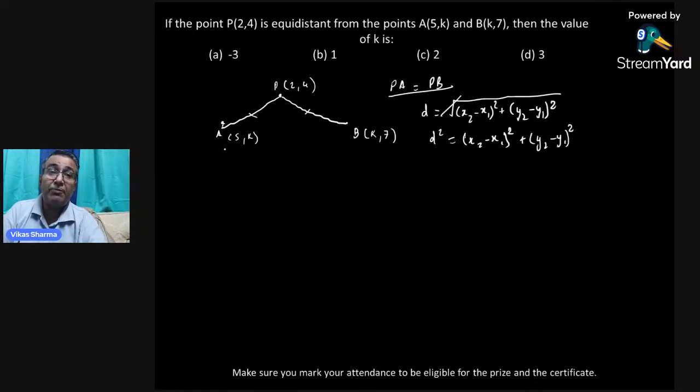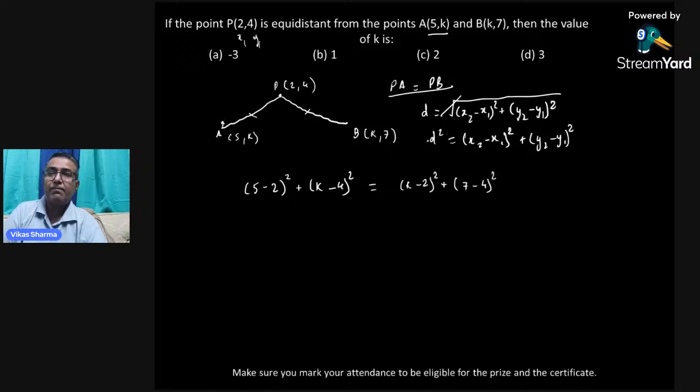So let's write the formula for PA first. I'll take P as x1, y1 and A as x2, y2. So I get 5 minus 2 whole square plus y2 minus y1, which is k minus 4 whole square, should be equal to the distance between P and B. So again, considering P to be x1, y1, for B, x2 minus x1 will be k minus 2 whole square plus y2 minus y1 will be 7 minus 4 whole square. Okay, let's simplify this and probably we'll get a quadratic and then we can find the value of k.